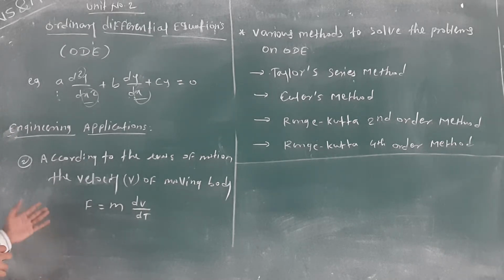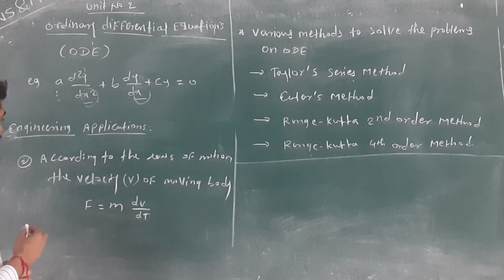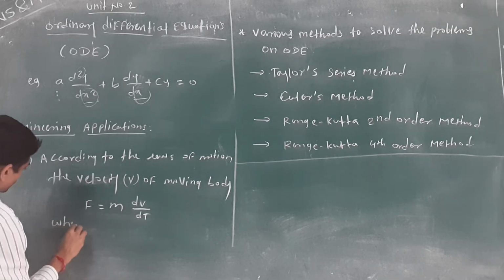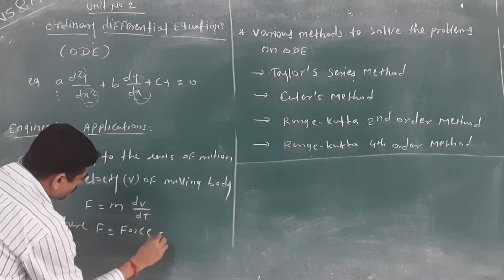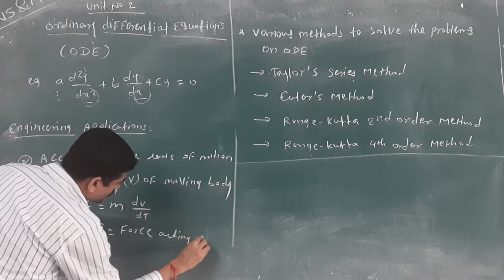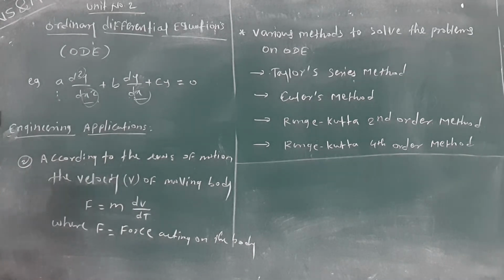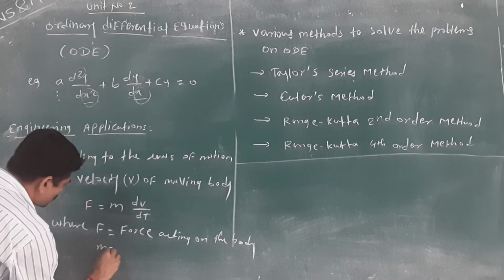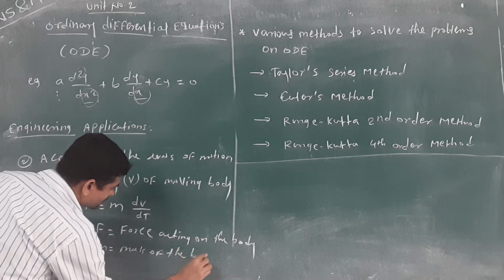According to the law of motion, the velocity v of a moving body, the equation is given, F is equal to m into dv by dt, where F is the force acting on the body. What is the unit of force? You know, the Newton. And m is the mass of the body, given in kg.